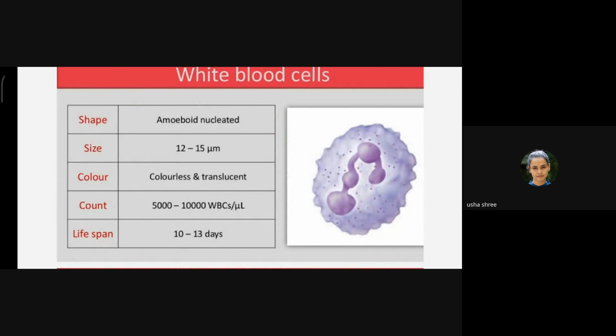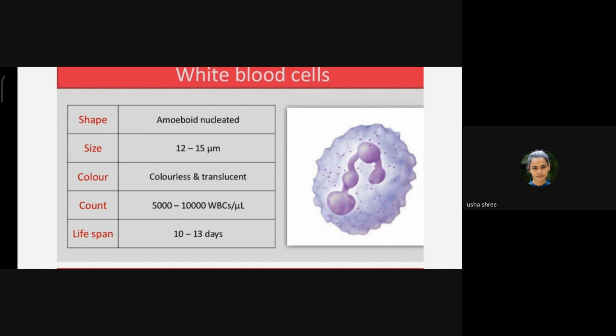Now, white blood cells. Shape of white blood cells is amoeboid, nucleated. Okay. Now, these white blood cells are nucleated, and size of white blood cell is 12 to 15 micrometer. Now, the color of white blood cell is colorless and translucent, and count of white blood cell is 5,000 to 10,000 WBC per microliter.